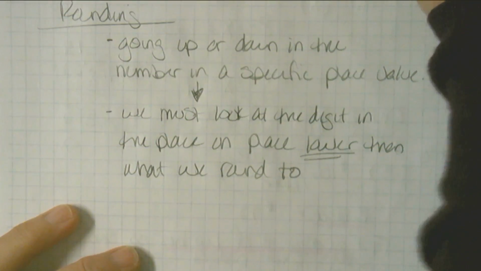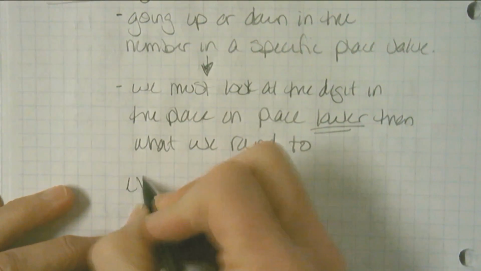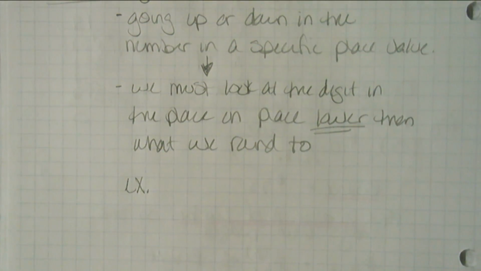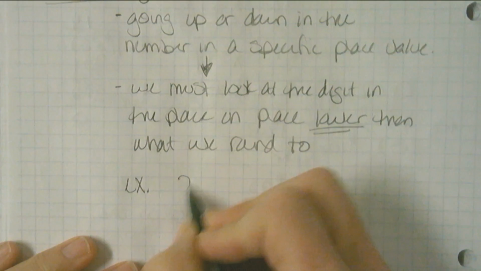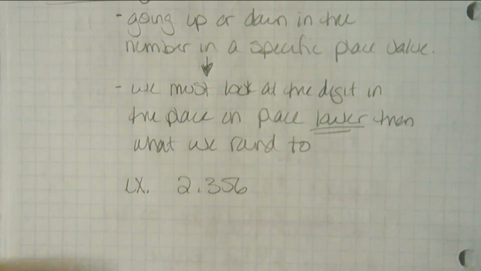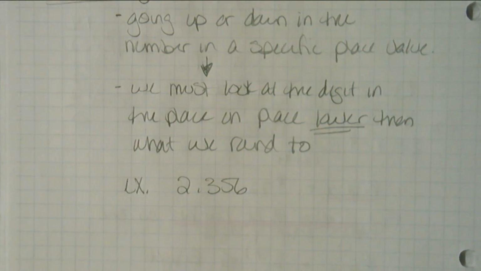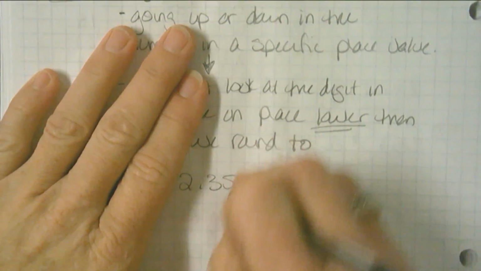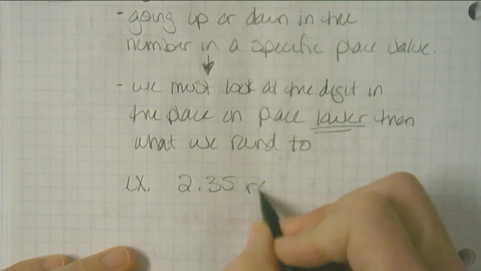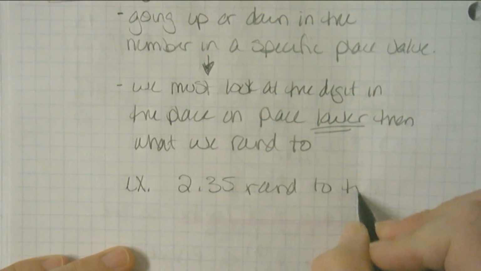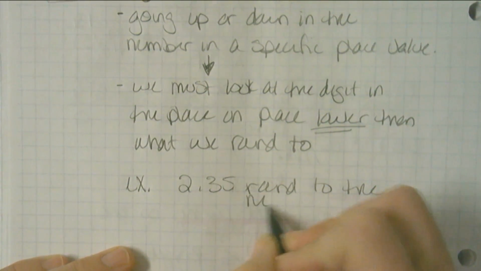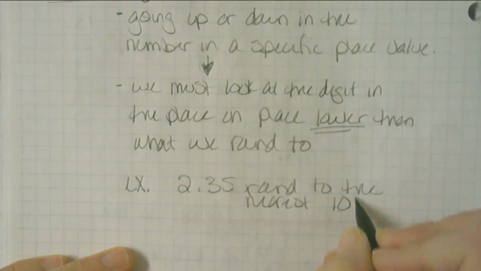All right, and let's talk about the rules. And I am going to do an example because it's much easier to do when we have an example. So let's say I have 2.356. Let's just do 2.35. And I want to round to the nearest tenth.